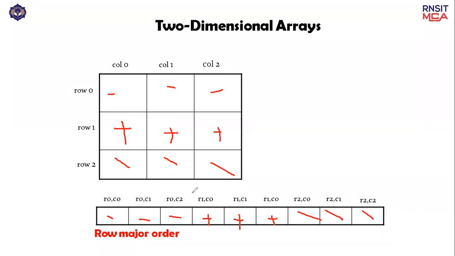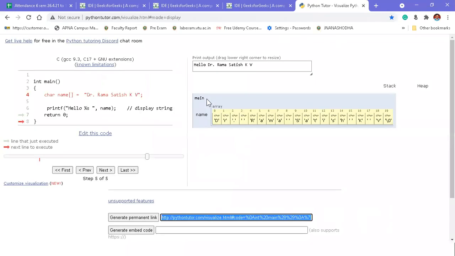So it is stored like this. This is called row major order, the row major order of creation of a two-dimensional array. Even though you represent the array as two-dimensional, they are actually stored like a series of memory addresses. But you should understand how exactly they are going to be stored.